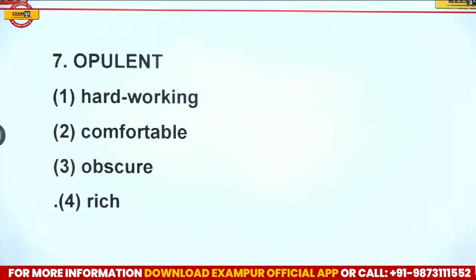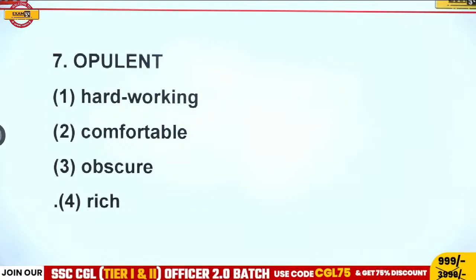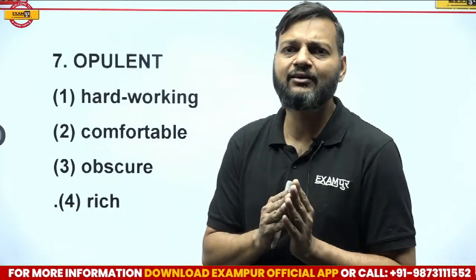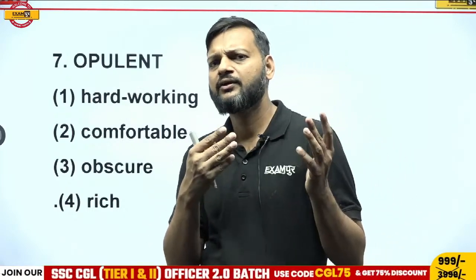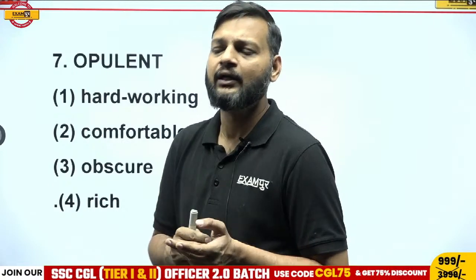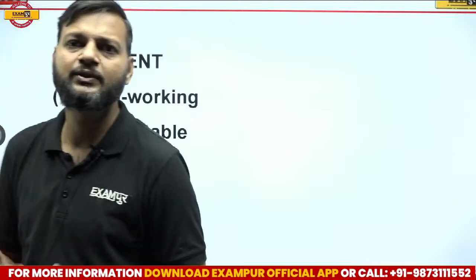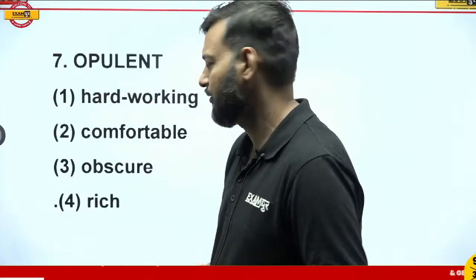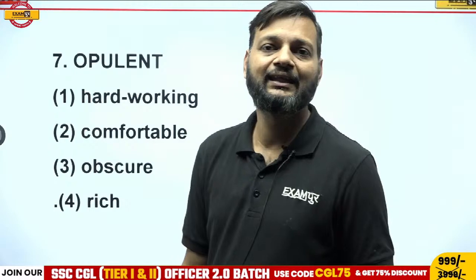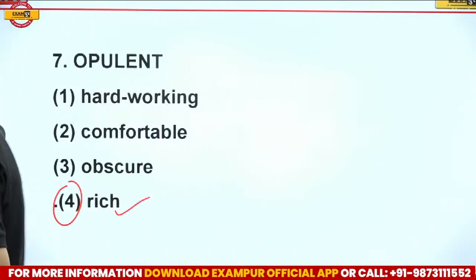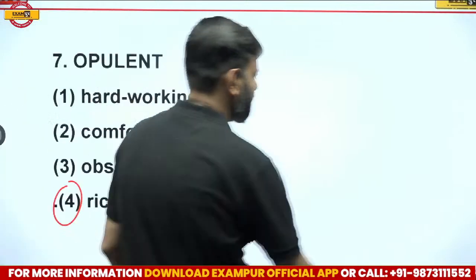Okay. Next word. Opulent. Now, what is the meaning of opulent? Opulent means when something is very rich in, rich doesn't mean money. Rich means to be rich in different things, like Bhutan is rich in nature. So the meaning here is rich.